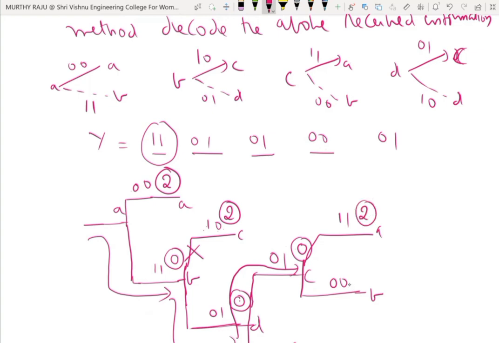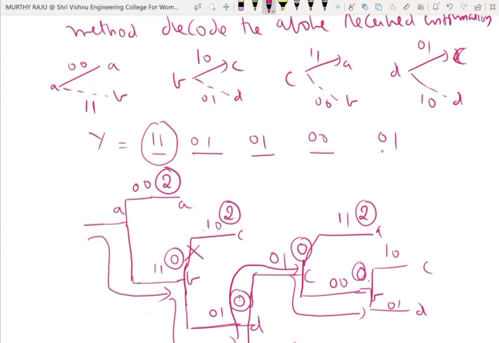Here 0 0 and here 0 0, both coincide with each other. The disagreement count is 0, and 0 plus 0 is 0. Therefore, the decoder follows this path. And from B, here B to C and B to D. The outputs are 1 0, 0 1, 1 0, 0 1.